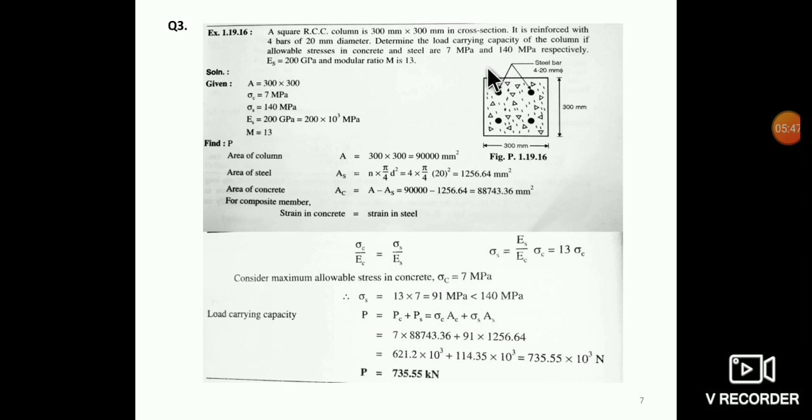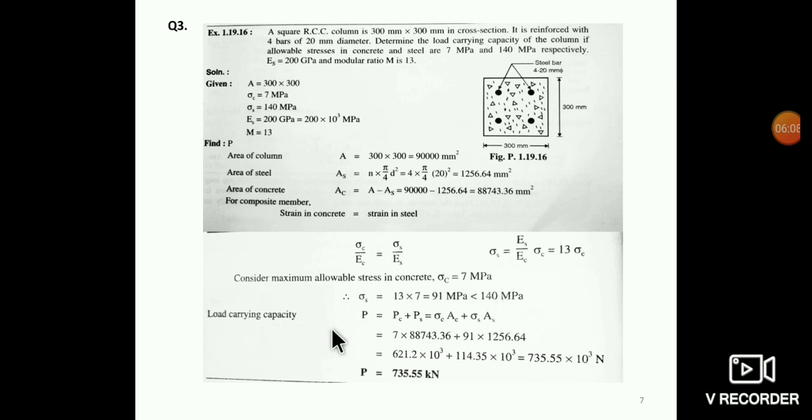Now we got 91 megapascal as the answer of sigma S. But in the question the sigma S value is limited to 140 megapascal. Means 91 is less than 140 megapascal, means it is suitable. If the value would have been more than 140 megapascal, we would have rejected it and considered sigma S as 140 megapascal for further calculations.